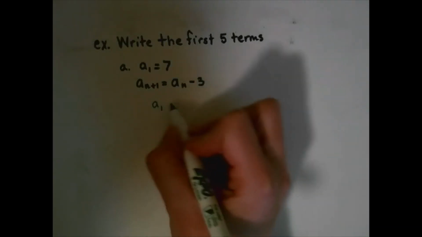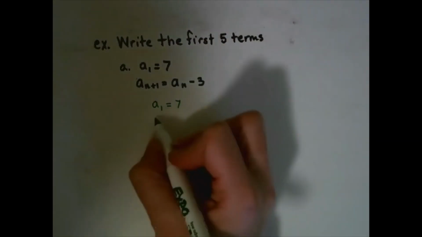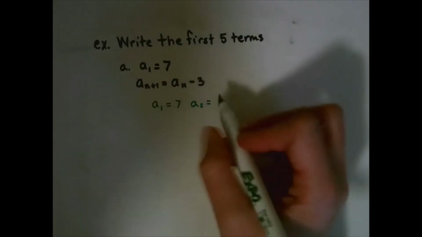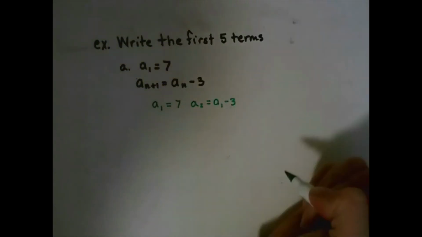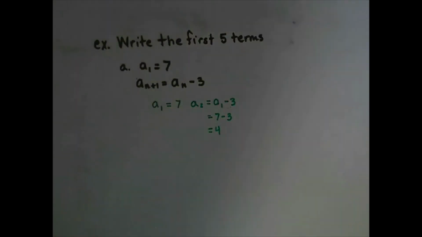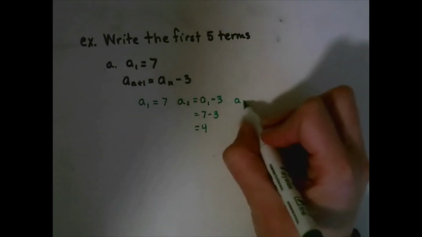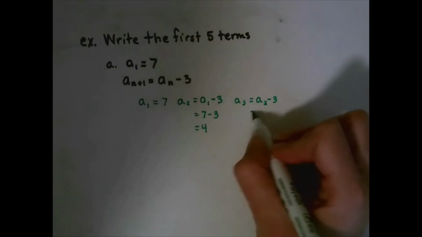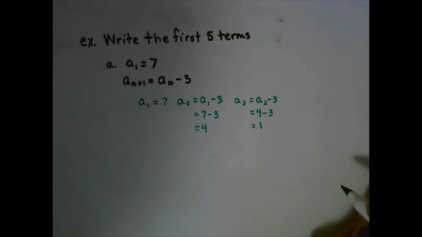So the first 5 terms will be A1 through A5. So A1 is 7. A2 is going to equal, if this is 2, that means A1 minus 3, which means 7 minus 3, which means 4. Okay, A3 is going to equal the term before it, A2 minus 3, which means 4 minus 3, which gives me 1.